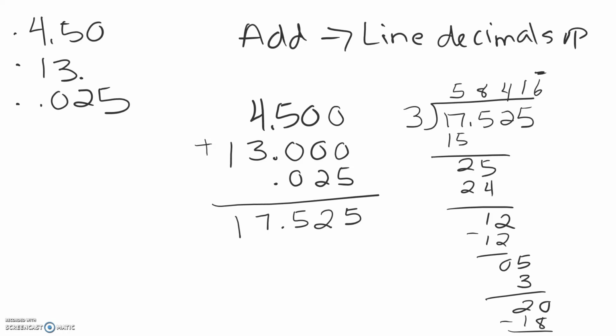So the last step is I'm going to move my decimals straight up. So my answer is that the average of these three numbers is 5.8416, and the 6 repeats, so I put a bar over it. So that's the process for finding an average with decimals.